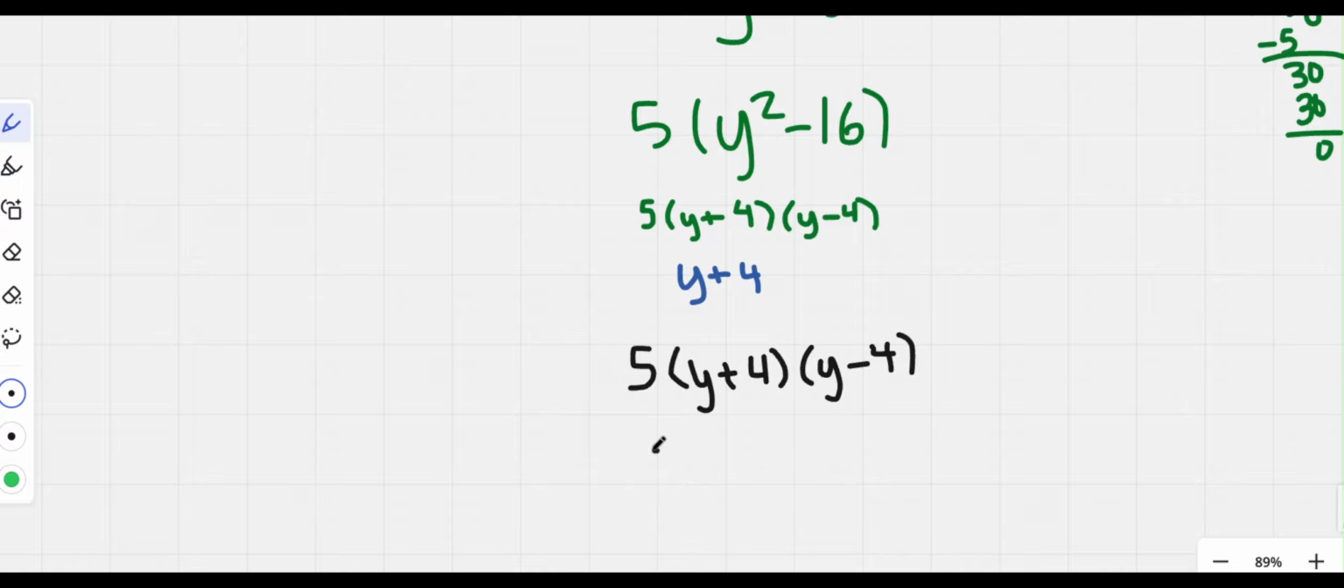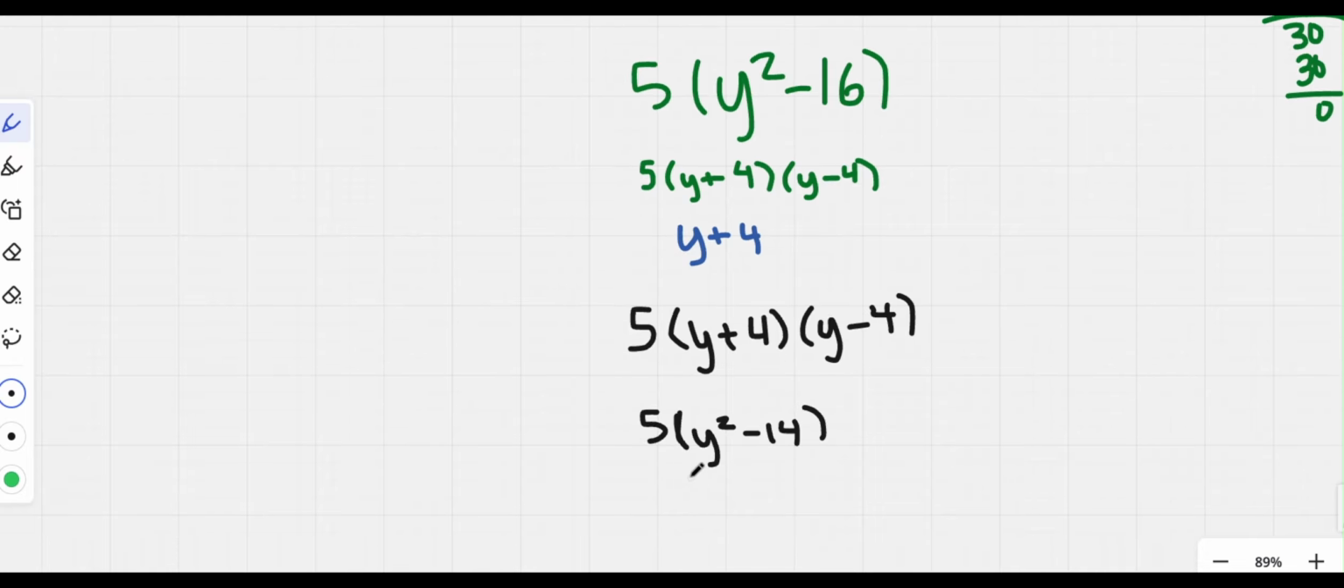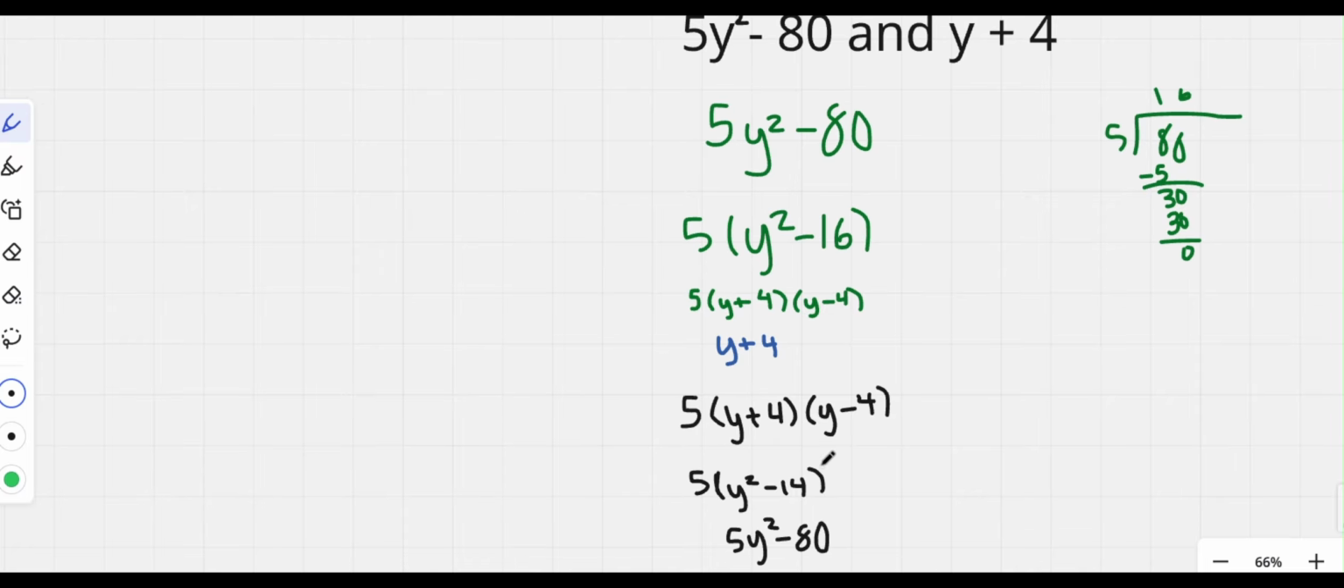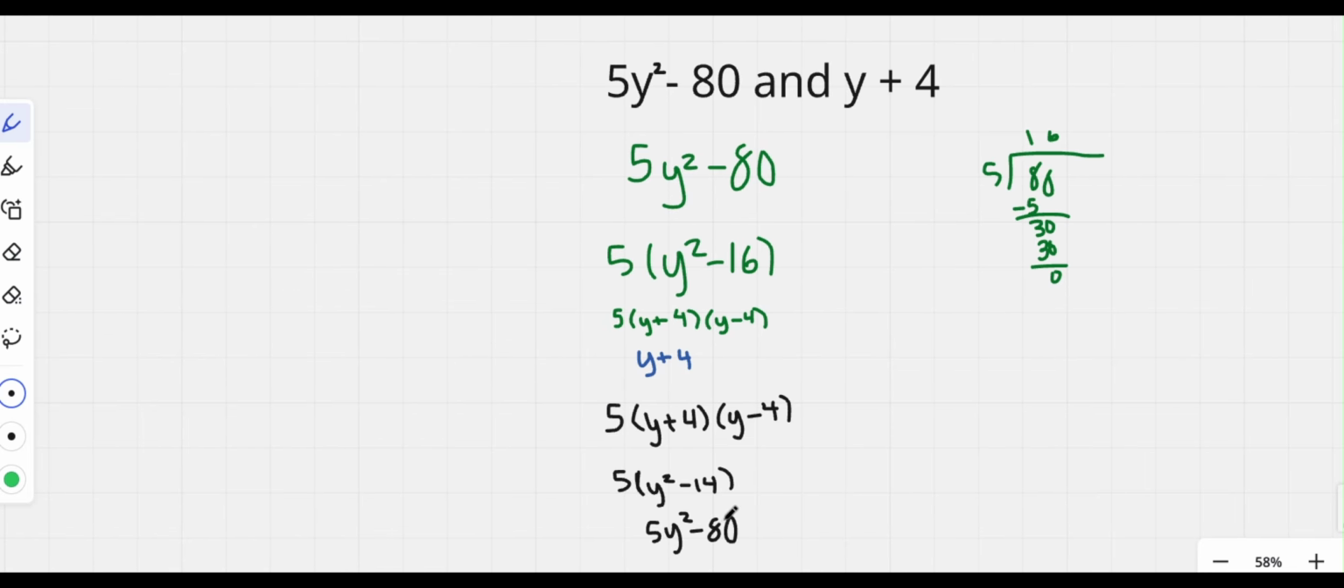Which could be rewritten as 5 times y squared minus 16 because of the difference of squares. Or we can just rewrite it as 5y squared minus 80. And that is our answer. The least common multiple between 5y squared minus 80 and y plus 4 is 5y squared minus 80. And that is our final answer.